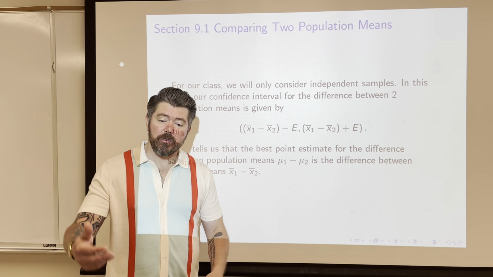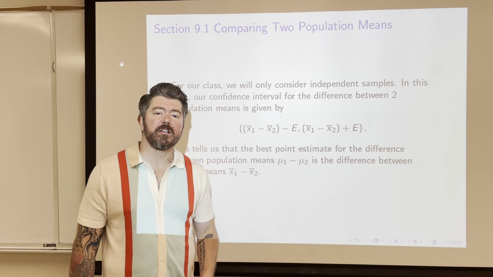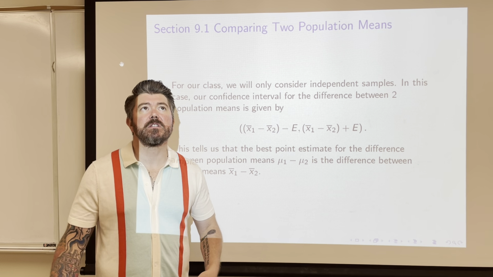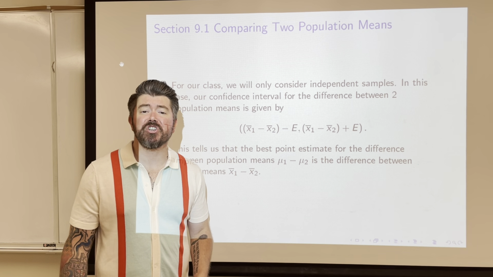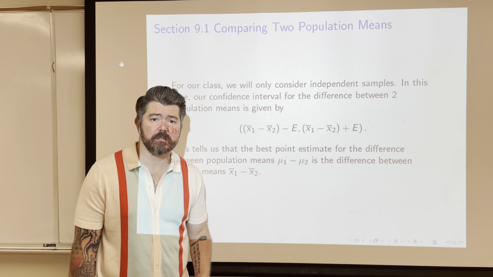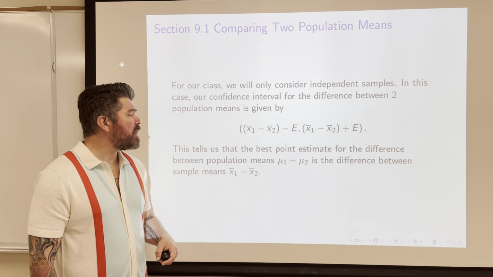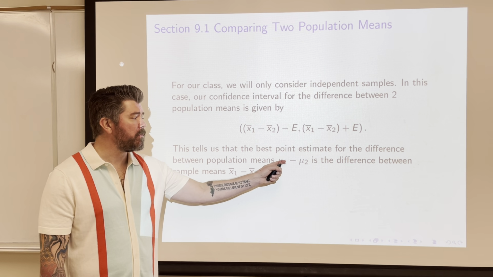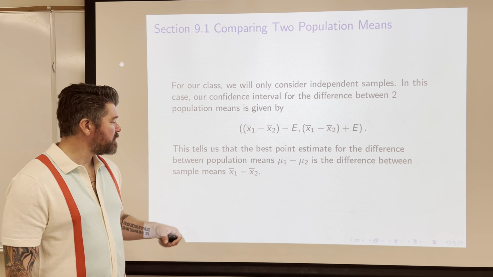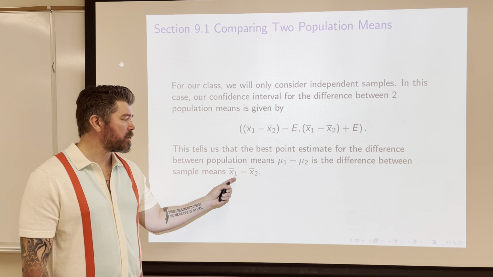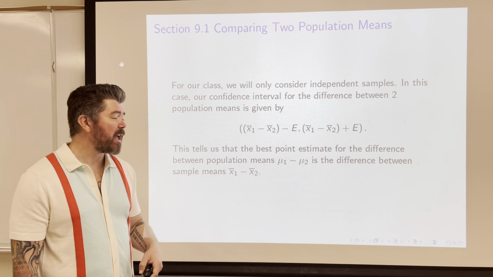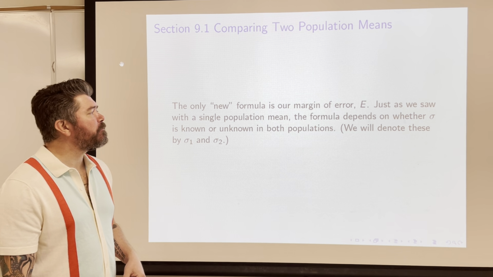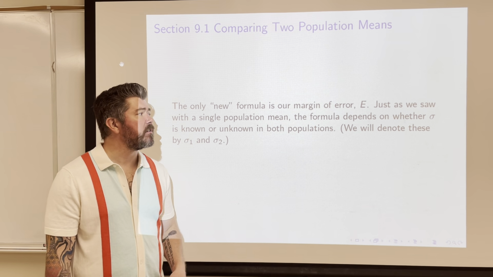And the right-hand side of our exam formula sheet is going to consist of our Chapter 9 error formulas. Okay? So this tells us that the best point estimate for the difference between population means, mu1 minus mu2, is the difference between sample means, x bar 1 minus x bar 2. And that should make sense. The only new formula is our margin of error, E.